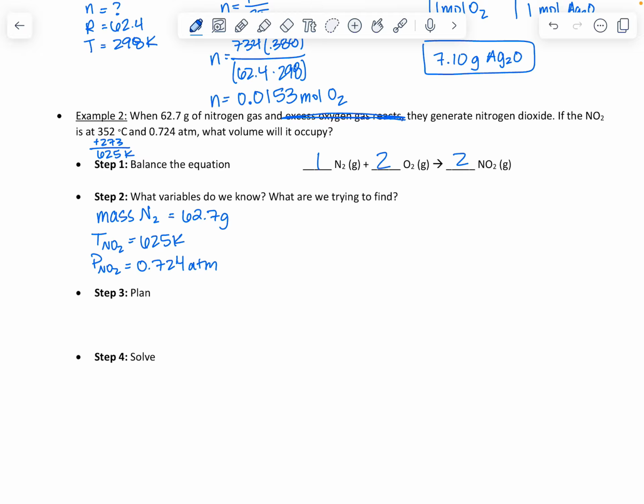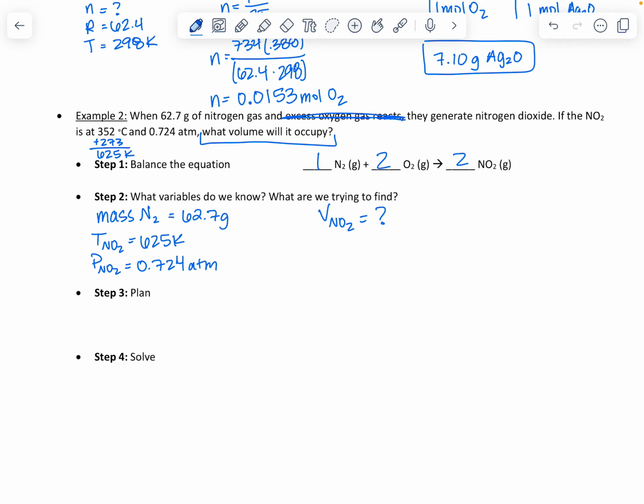It wants to know what volume will the NO2 occupy. So we are trying to find the volume of NO2. That's what we're trying to find. Okay, so our first step is we cannot use grams of nitrogen. We always have to go to moles. We can use stoichiometry to go to moles by using the molar mass, and then we can go to moles of NO2 by using our balanced equation.